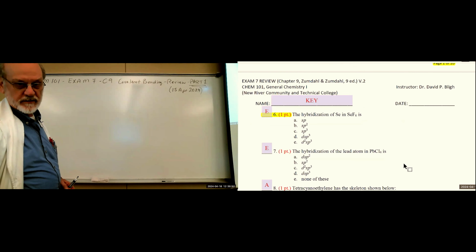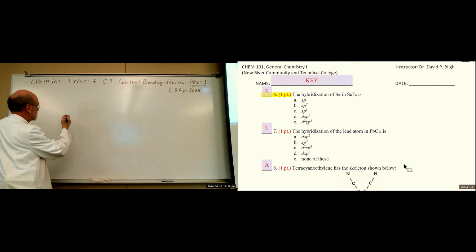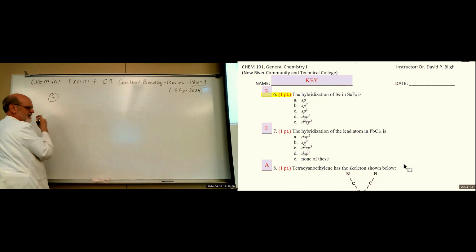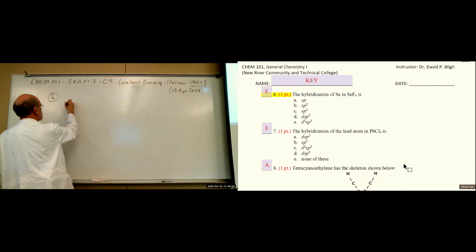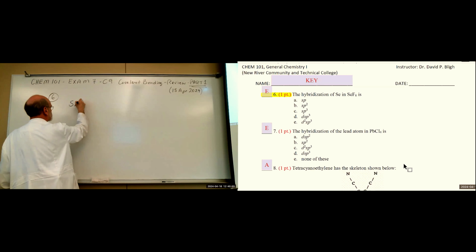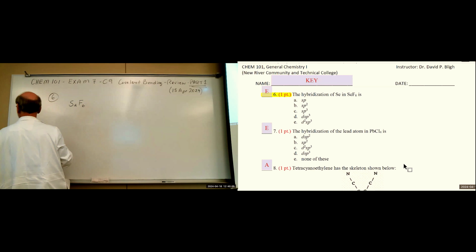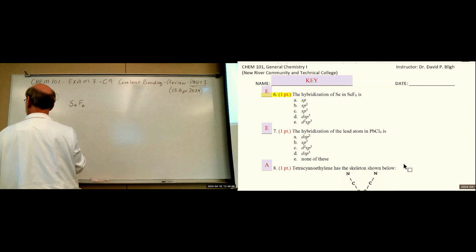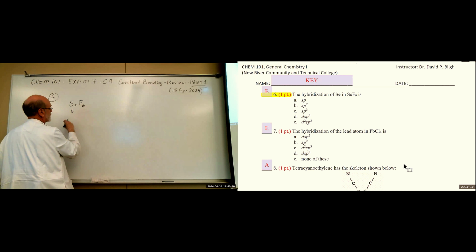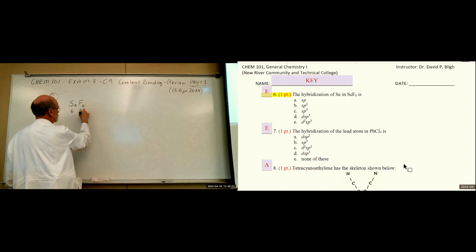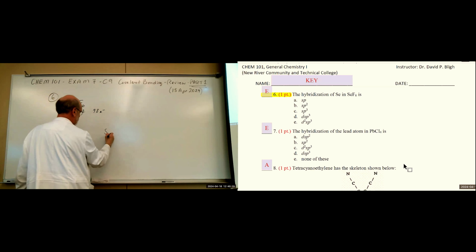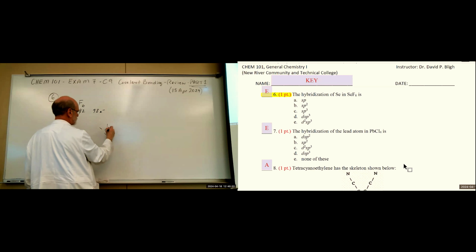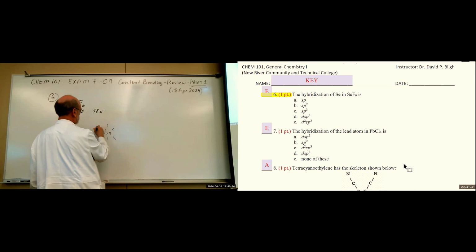Moving on. 6. So we want to know the hybridization of selenium in selenium hexafluoride. Okay, selenium is in the sulfur oxygen group, so it has 6 electrons. 6 times 7 is 42. So we have 48 electrons. Selenium, and then we have 6 fluorines, 1, 2, 3, 4, 5, 6.